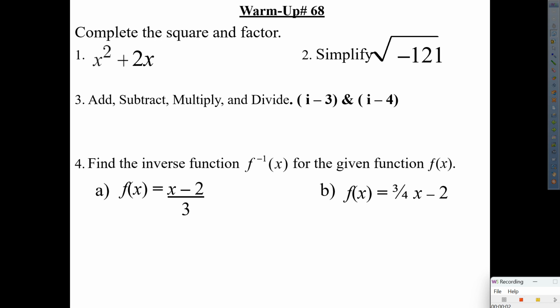Warm-up 68 is on the screen. By now you should be experts at least on 1, 2, and 4, I believe. And 3. I mean, 3 was a review, right? And hopefully yesterday's video session went okay.